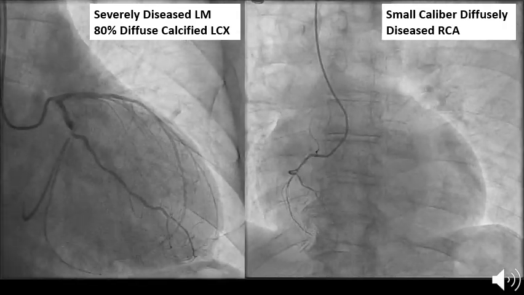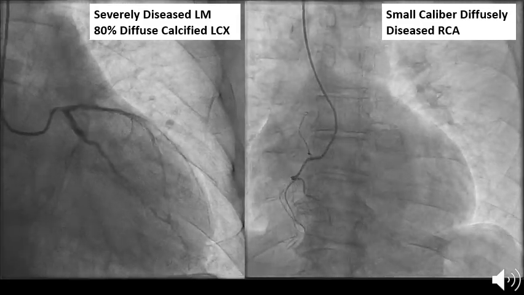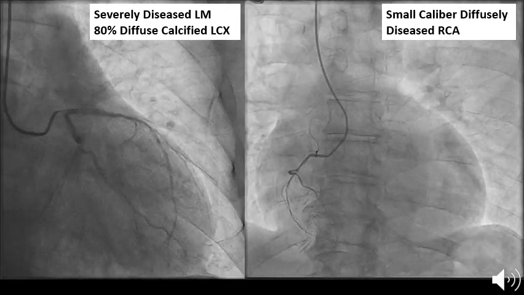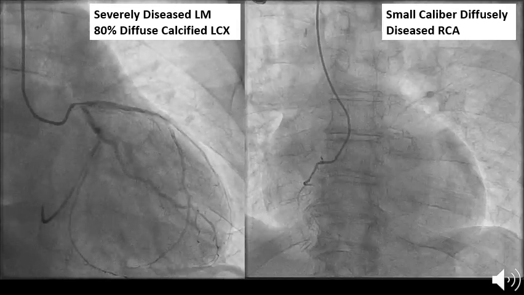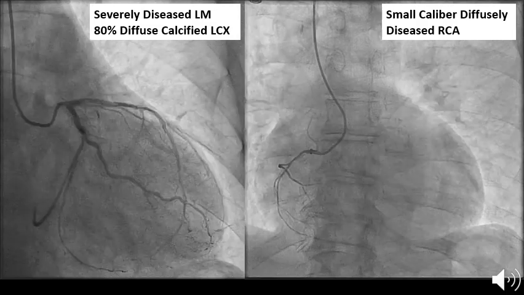The right coronary artery is small caliber, diffusely diseased, and therefore the PCI of the left main, LAD, and circumflex was contemplated as the patient was turned down for coronary artery bypass surgery.